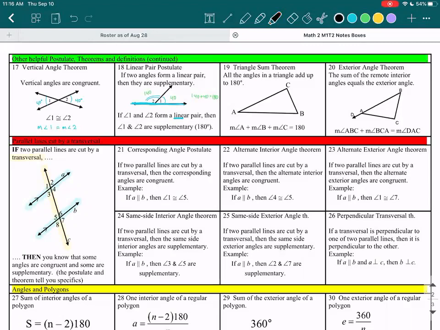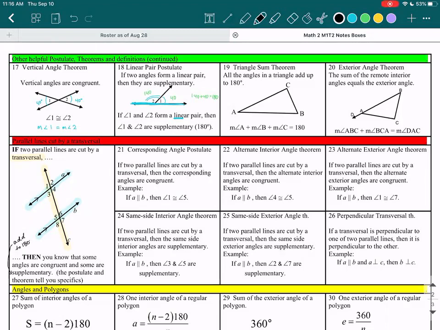Supplementary means add to 180. Let me remind you that. Okay, add to 180 degrees. The postulate and theorem tell you the specifics. So over to the right of that, box number 21, 22, 23, 24, 25, 26, they're going to talk about which angles are congruent and which angles are supplementary, okay?